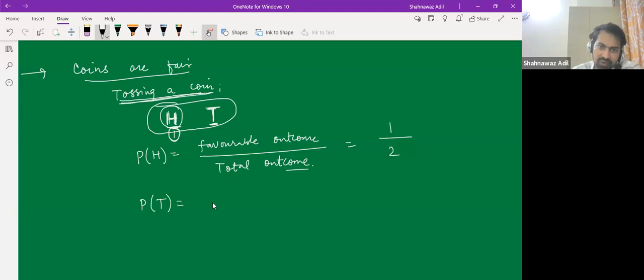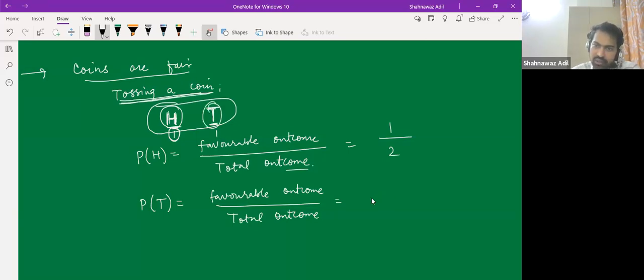again what? Favorable outcome divided by total outcome. So this is again what? This is one, right? And total is two. So this is what we call probability, right? Probability is the chance of a scenario happening, right? So if I ask you what is the chance of getting head, that is half, a 50% chance that I can get head. Right, probability is half. Okay, so this is what we mean by probability.